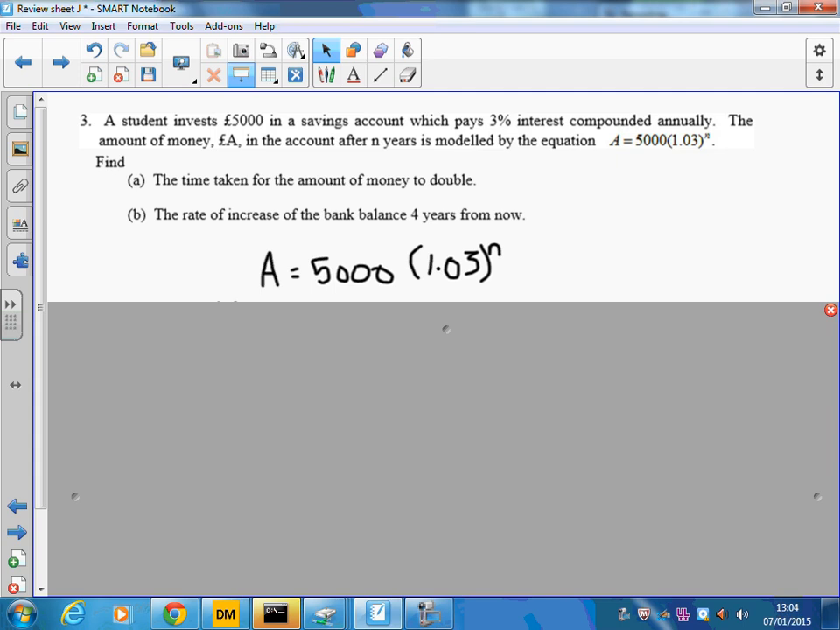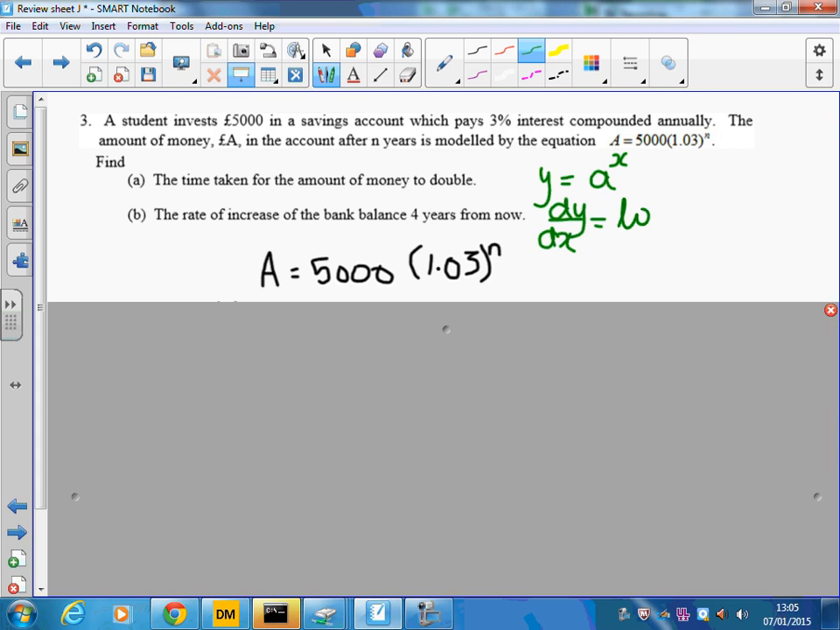Differentiating 1.03 to the n, you may not know how to do. So there's two different things we can do here. You might know the standard result by heart, that is if y equals a to the power x, when I differentiate that, I get ln a multiplied by a to the x. So in this case, we'd have ln 1.03 times 1.03 to the n. So that's one option if you just know the standard result.